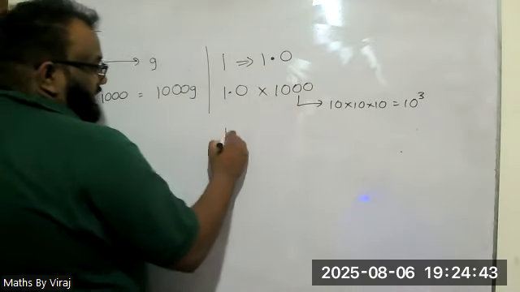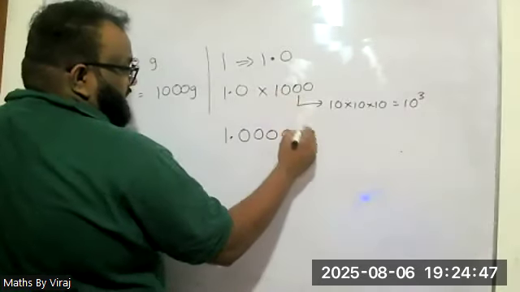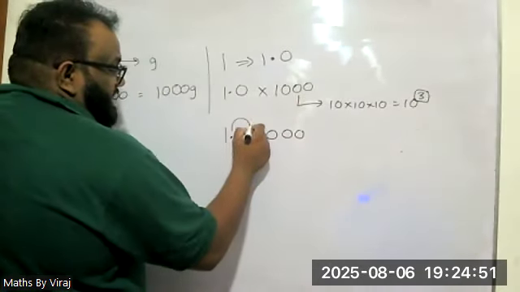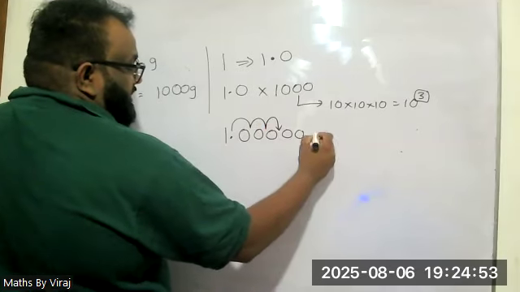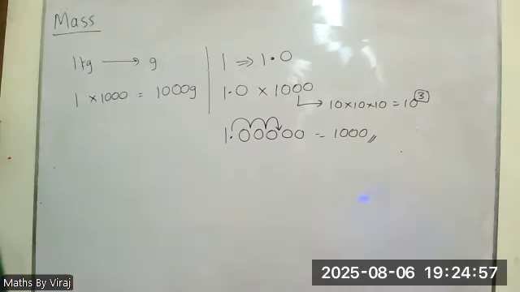Yes, sir. What happens is that when you multiply this by 1000, because it is 10 to the power 3, the decimal point jumps 3 times to the right. That is how you get 1000 as the final answer. Am I clear?